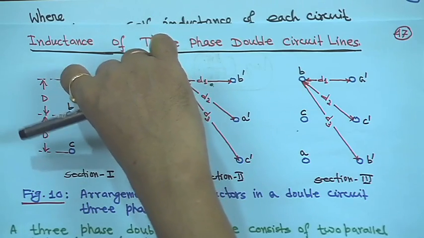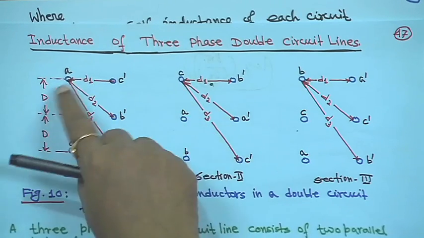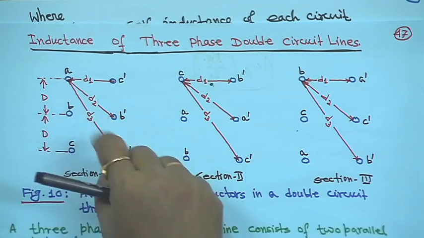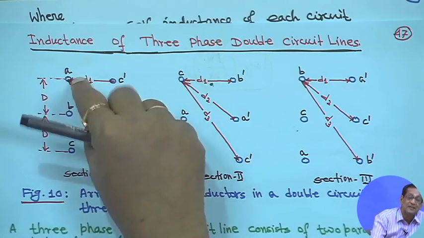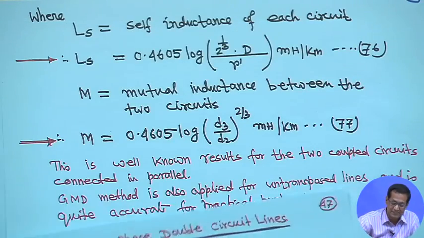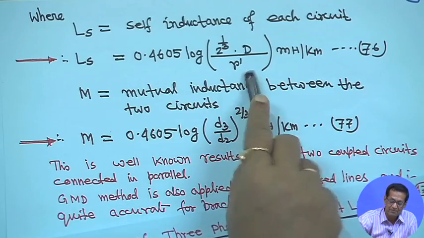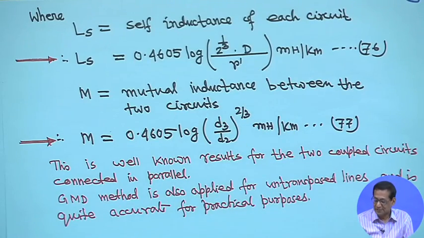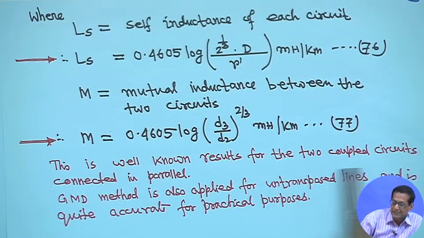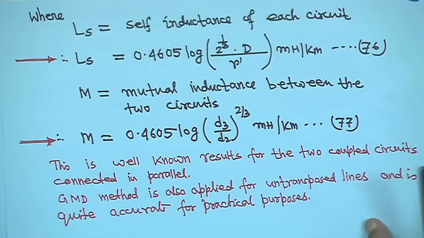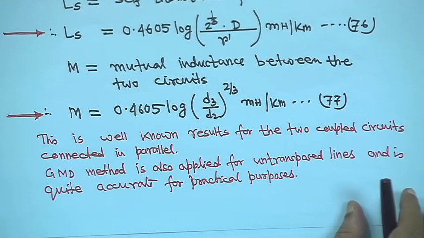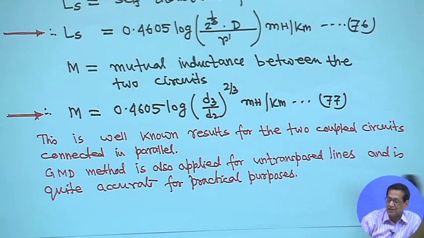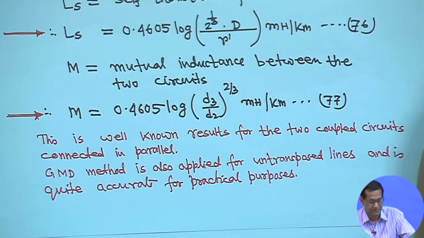So, if you look at the configuration, d2 and d3 come because of the two circuits, but when it is the cube root of 2 into d upon r dash, that terminology is actually within the circuit, that is d and r dash. That is why this part we call self, and this part we call mutual inductance. So, this is a well known result for two coupled circuits connected in parallel. The GMD method can also be applied to an untransposed transmission line, and it gives quite accurate results.